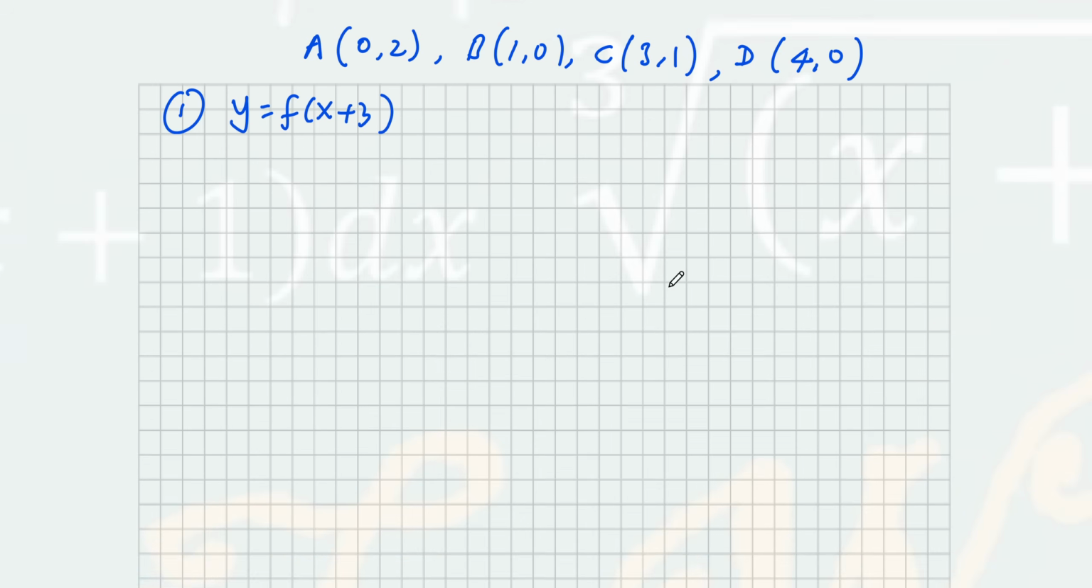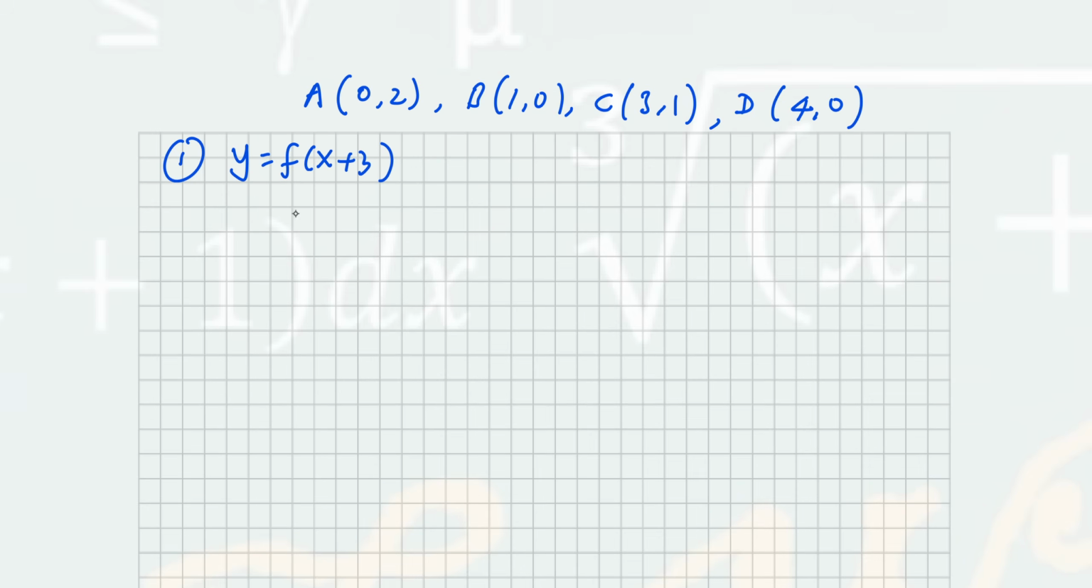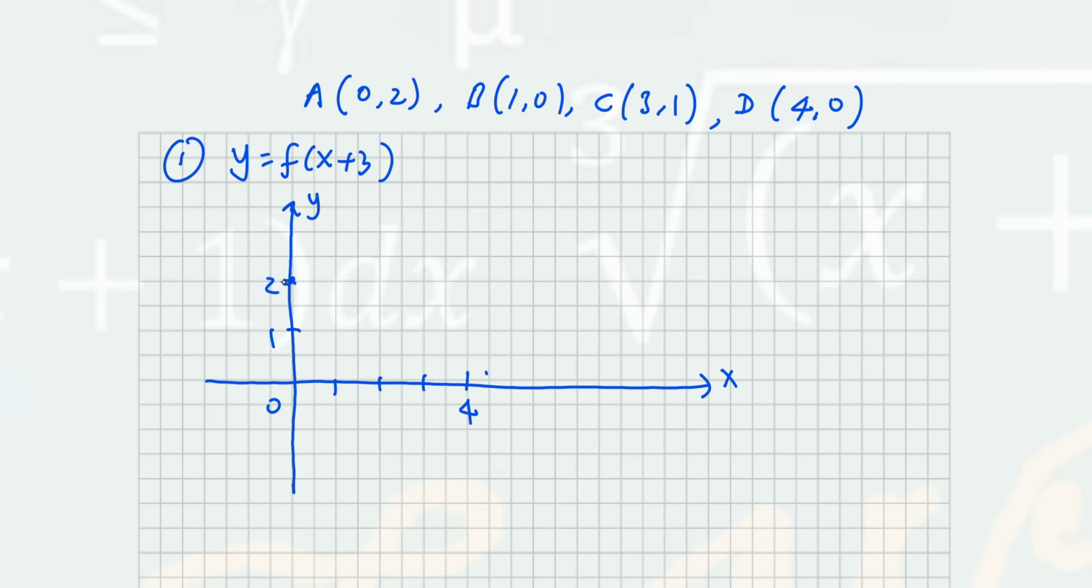I will draw the original graph. Let's say this is a grid. This is y, this is x. Here 1, 2, 3, 4, and here 1, 2. So (0, 2) is over here, then (1, 0), (3, 1), and (4, 0). So this is the original graph.